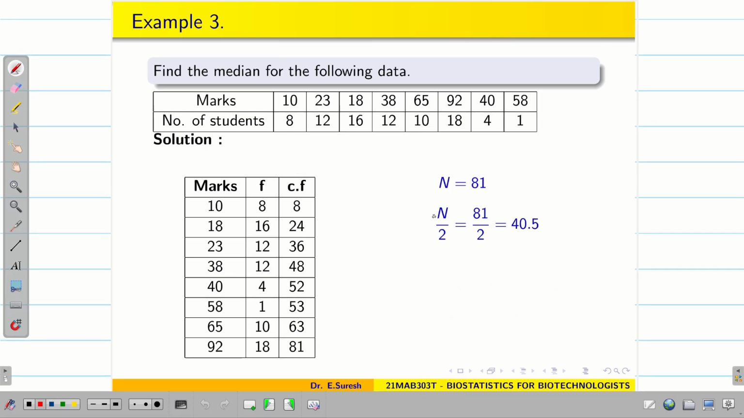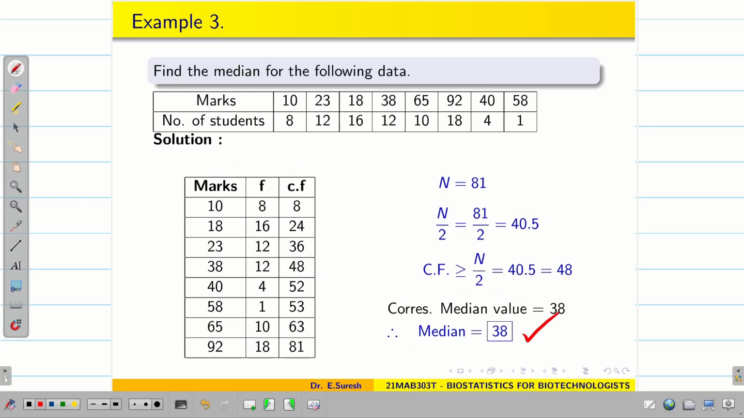From N we have to find N by 2. My N by 2 is 40.5. Now we have to find a value which is greater than 40.5 and very close to 40.5, and we can see 48 is very close, which is bigger than 40.5 in this table. Now the corresponding x value is going to be my median. Therefore my median is 38. Hope you understand, students. For the continuous case, it is going to be a little different.